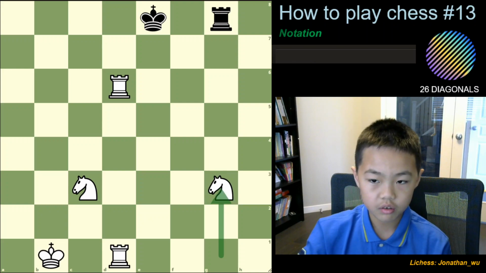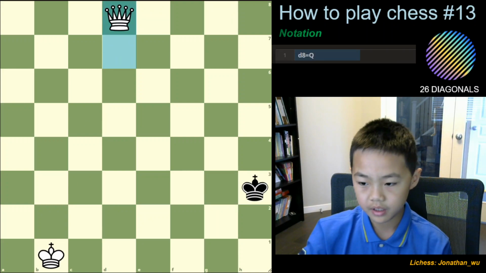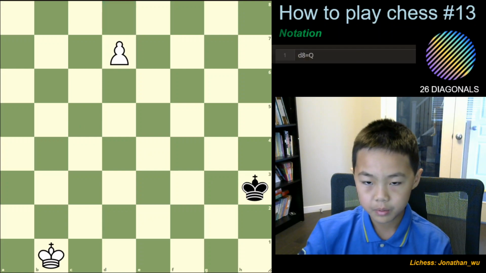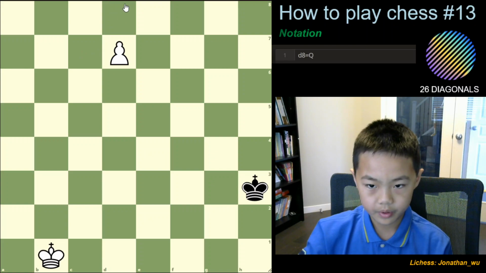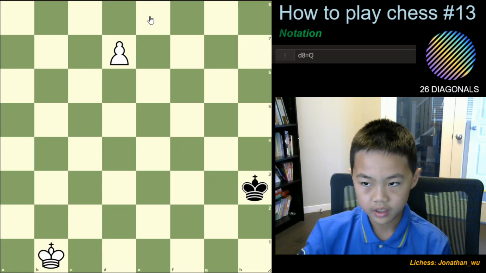Okay, the next one is promotion, because if the pawn moves and gets to the end of the board, what does it do then? How do you write it down when you promote it?